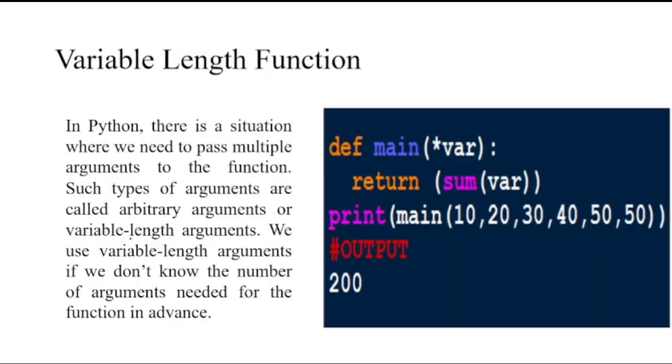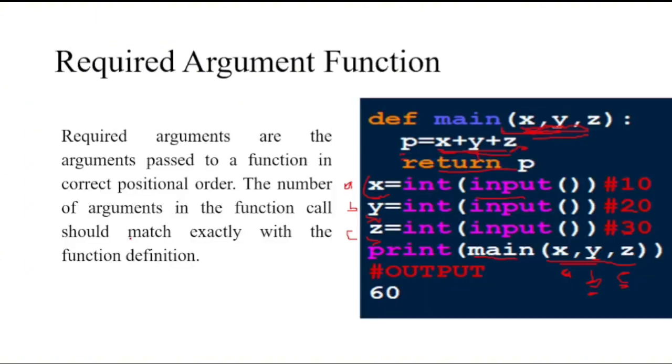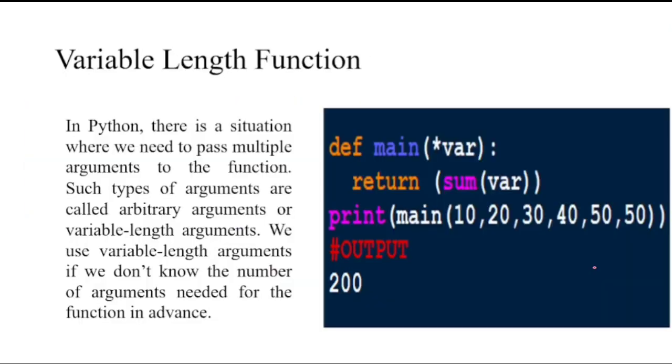And then we have variable length function, right? So remember we said in a required argument function, the number of arguments you pass in function definition must be equal to the number of arguments you pass in the function call. But now we have variable length function. Now assuming I want to put any number of values in my function call. For example, I want to input 20 values when I'm calling my function. So in that case, we have asterisk and then we have the var keyword.